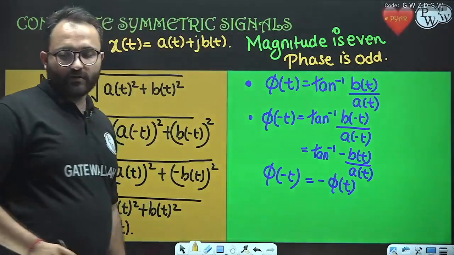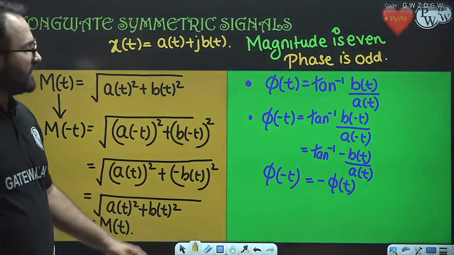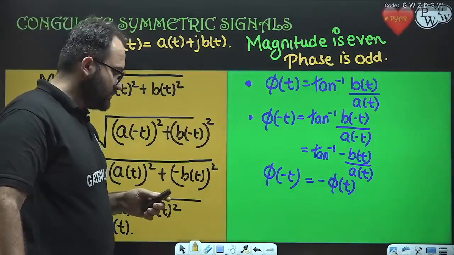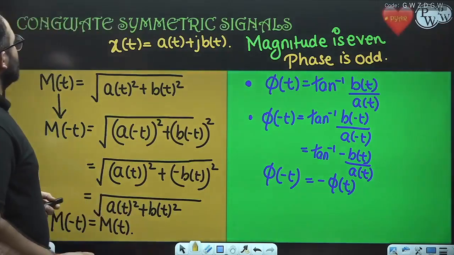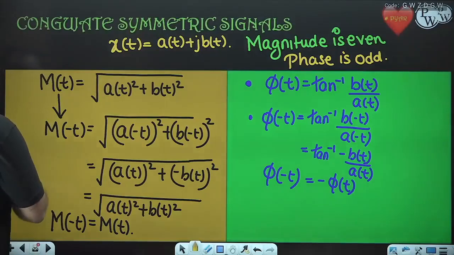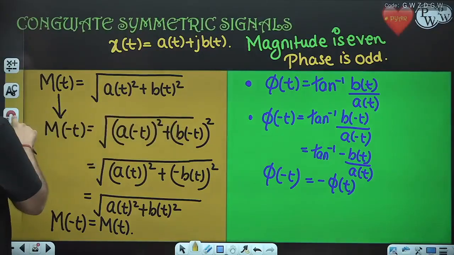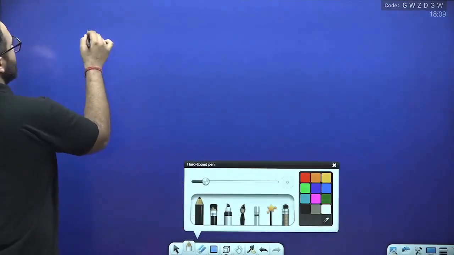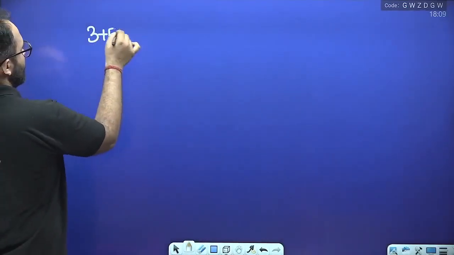Phase is odd. Okay. Sir, how did we get this result? For that, I have an example for you. Before moving ahead, I have one more example for showing this term. Let us take an example. Suppose we have the number 3 plus 5j.